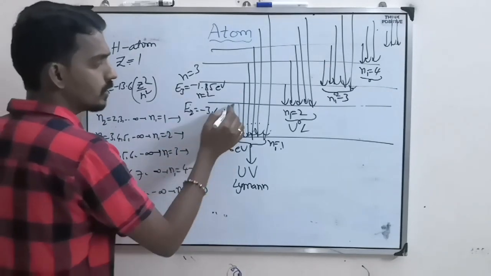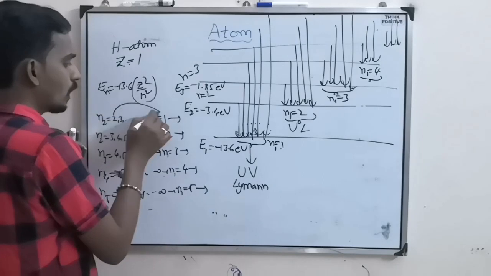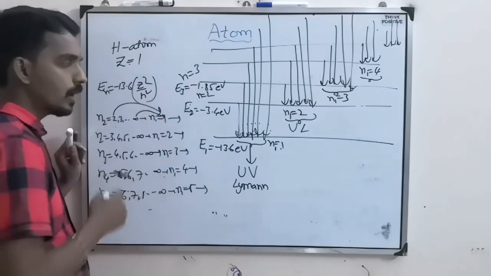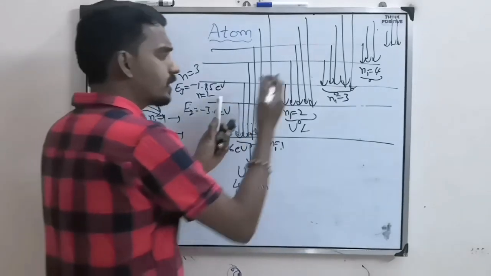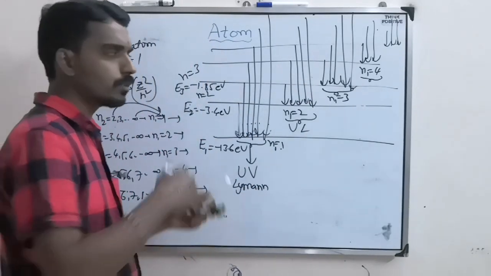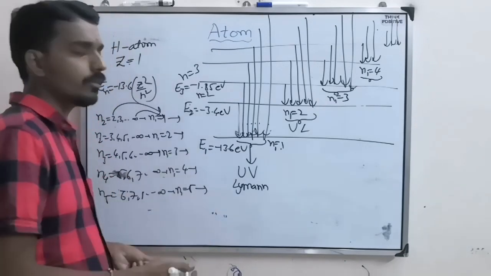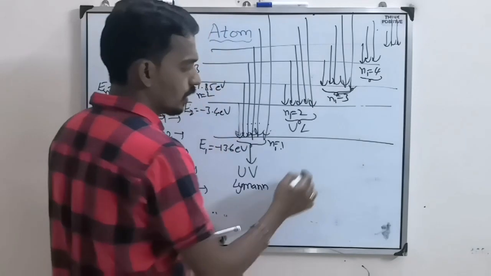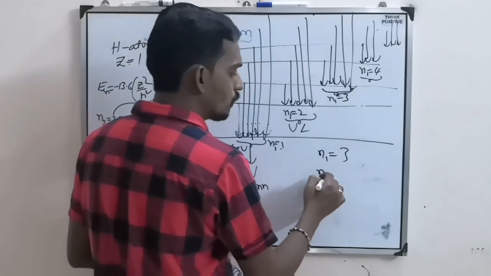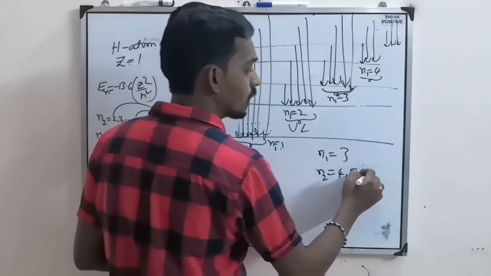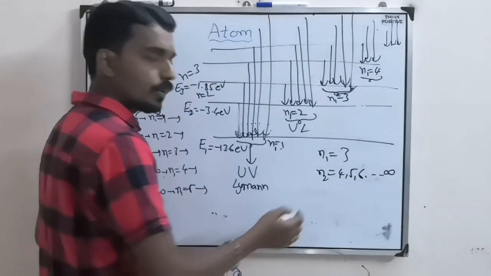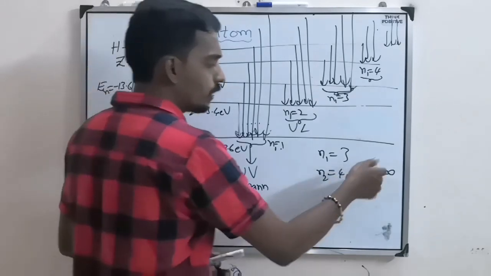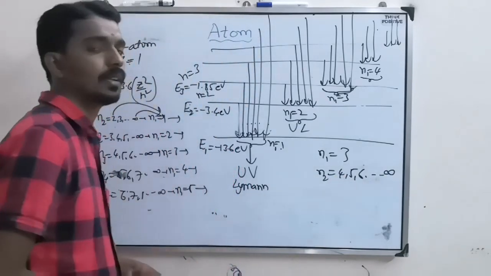Like for Lyman series, n2 of 2 to 1 means maximum, and n2 of infinity to 1 means minimum wavelength. Like for every series, there is a minimum wavelength and a maximum wavelength. Maximum wavelength means n2 is minimum. Suppose you take this Paschen series. n1 is 3 fixed. n2 will start from 4, 5, 6, and so on up to infinity. Now for n2 equal to 4, this is maximum wavelength. For n2 equal to infinity, minimum wavelength.